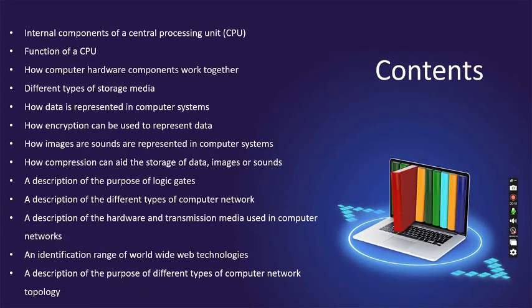Contents: internal components of a central processing unit, functions of a CPU, how computer hardware components work together, different types of storage media, how data is represented in computer systems, how encryption can be used to represent data, how images or sounds are represented in computer systems, how compression can aid the storage of data, images or sounds, a description of the purpose of logic gates, a description of the different types of computer network, a description of the hardware and transmission media used in computer networks, an identification of a range of World Wide Web technologies, and the last one is a description of the purpose of different types of computer network topologies. So let's go.